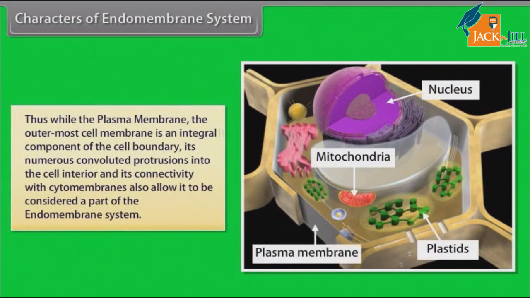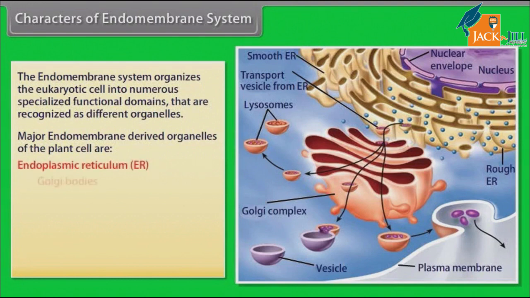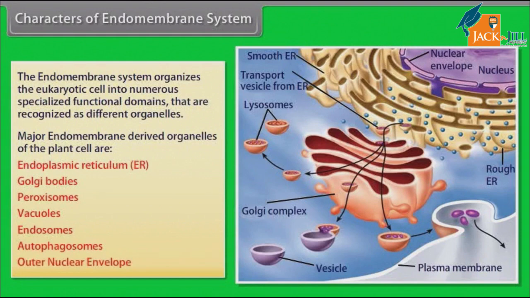Thus, while the plasma membrane, the outermost cell membrane, is an integral component of the cell boundary, its numerous convoluted protrusions into the cell interior and its connectivity with the cytomembranes also allow it to be considered a part of the endomembrane system. The endomembrane system organizes the eukaryotic cell into numerous specialized functional domains that are recognized as different organelles. Major endomembrane-derived organelles of the plant cell are endoplasmic reticulum, Golgi bodies, peroxisomes, vacuoles, endosomes, autophagosomes, and the outer nuclear envelope.